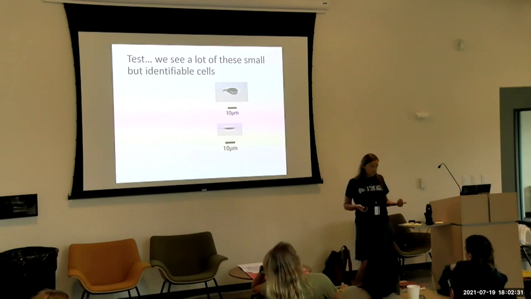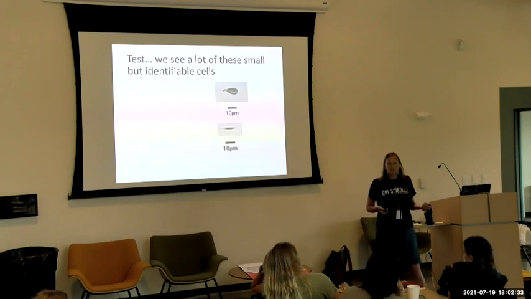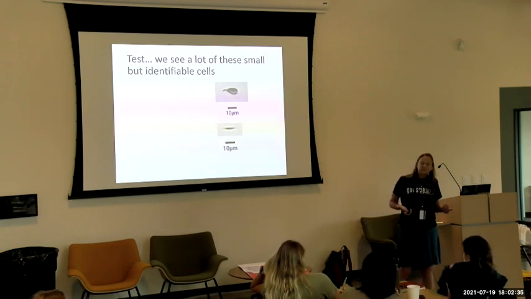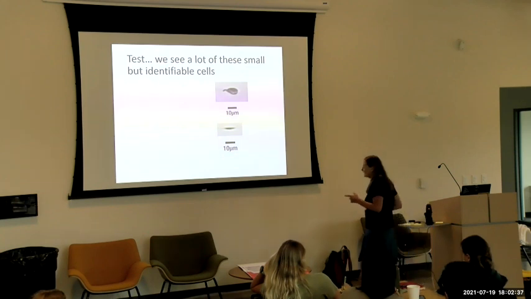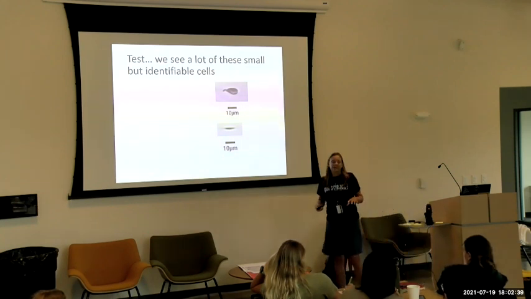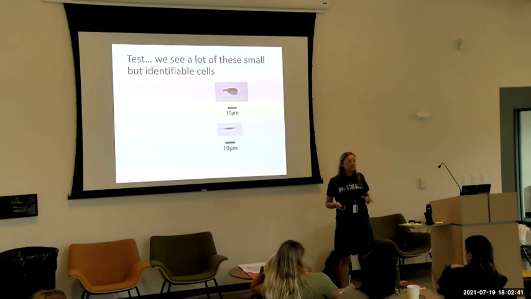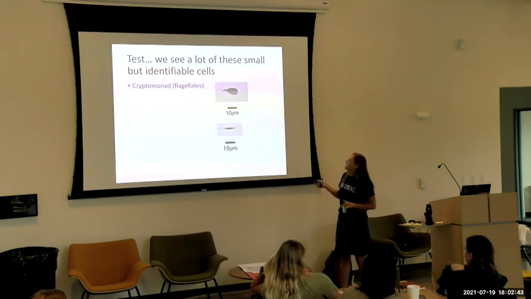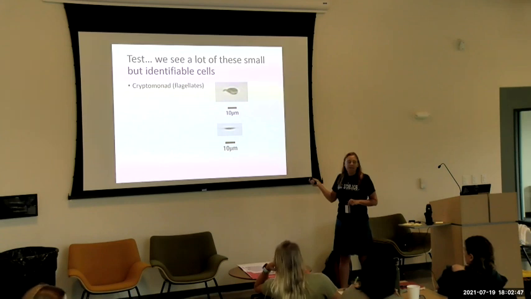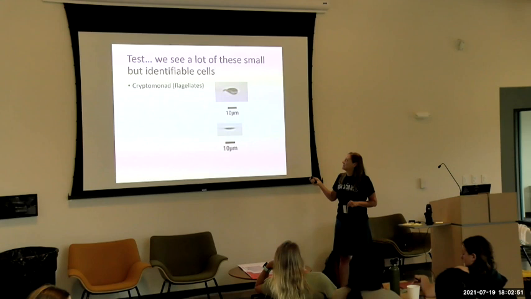They're going to be the tough ones, right? Because they're a bit blurry, they're small. So, you can go back to the thing and try to test yourself. I'm going to tell you these two because you will see a lot of them. This is a cryptomonad, it's a flagellate. And some of the samples that you'll be looking at are loaded with these, okay? They're small, but they've got that little teardrop shape.